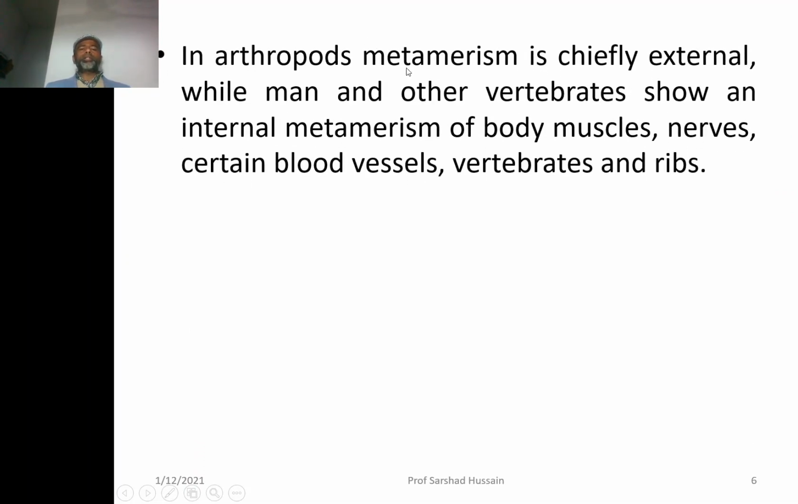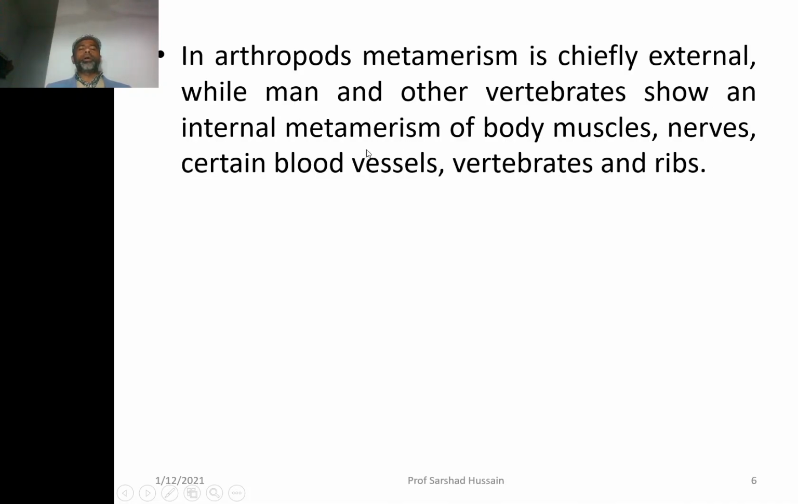Whereas in arthropods, metamerism is chiefly external. Externally, the body may be seen divided, but internally they may not show good metamerism. So if they are not divided internally, it means all the organs, or most of the organs, may not be divided internally as well. While man and other vertebrates show an internal metamerism.